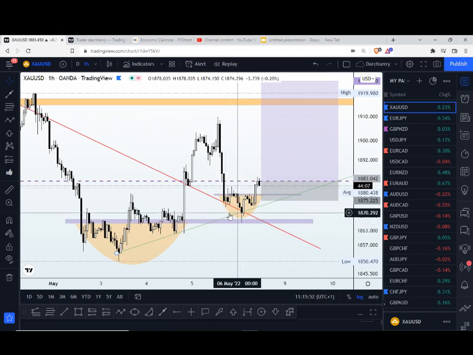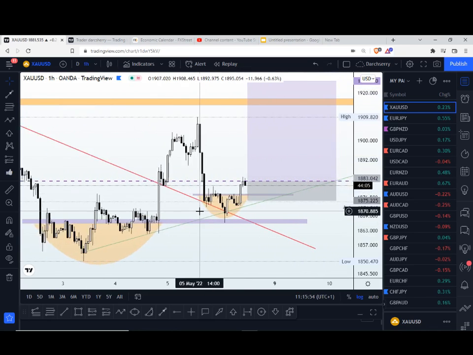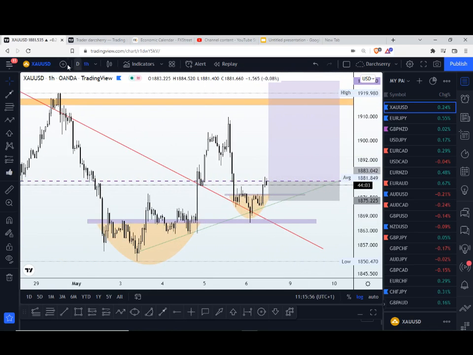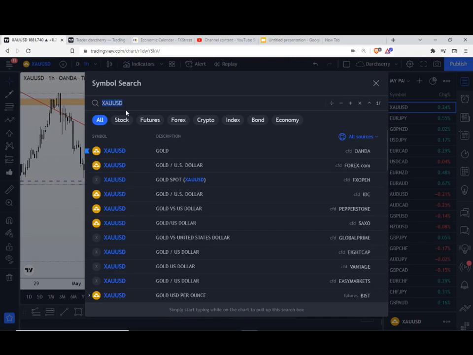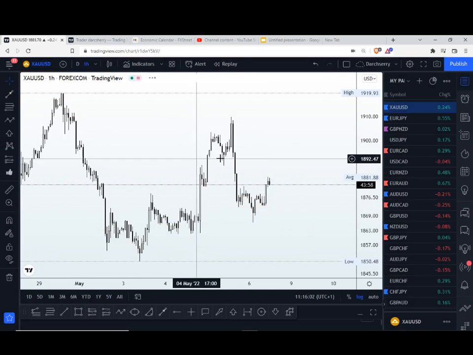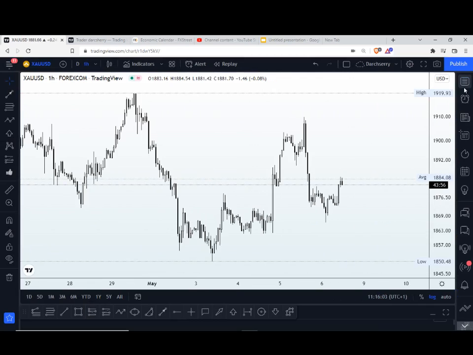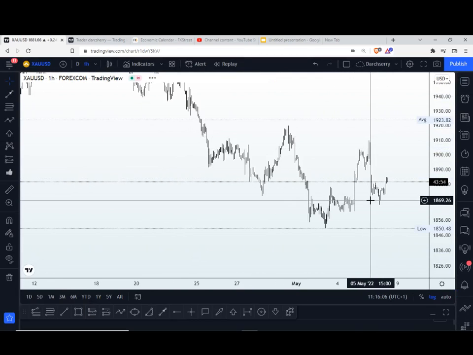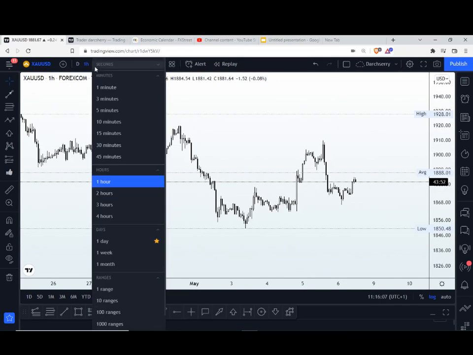On XAUUSD, this is what we see. Okay, hold on a second, allow me to pull out another chart where I can actually explain what is happening from a new perspective.